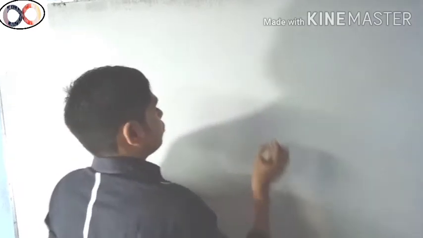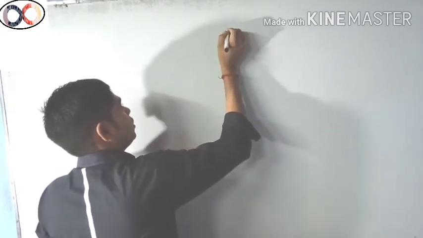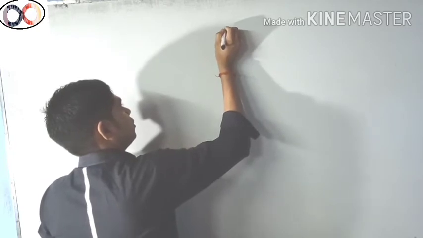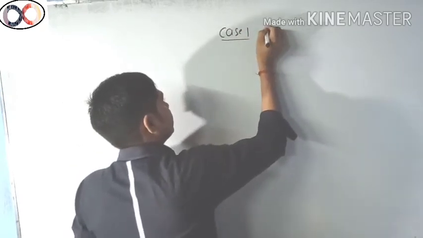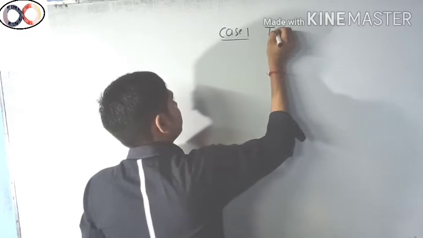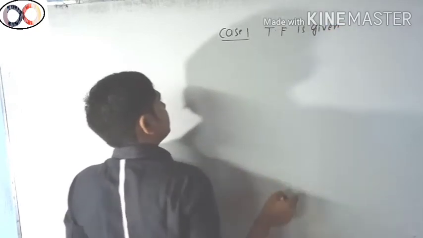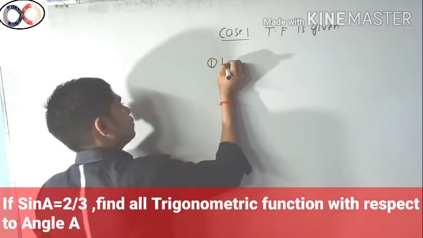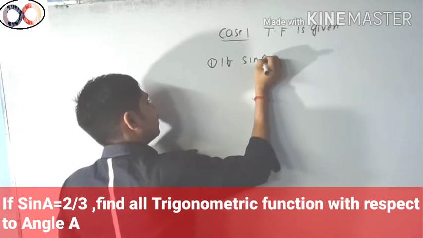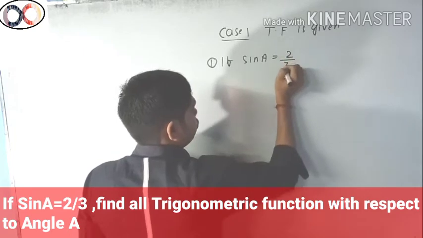First of all I am going to solve some questions. Suppose one TF is given. This is case number 1, level number 1: TF is given, one TF. Suppose question number 1: if sin A equals 2 by 3.